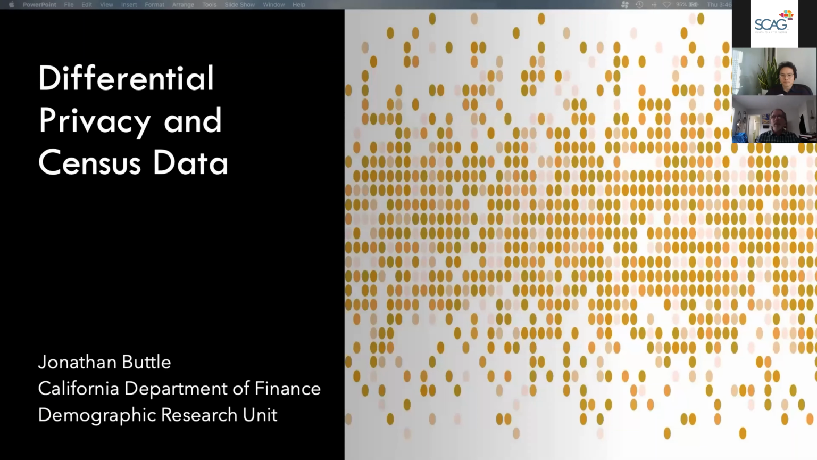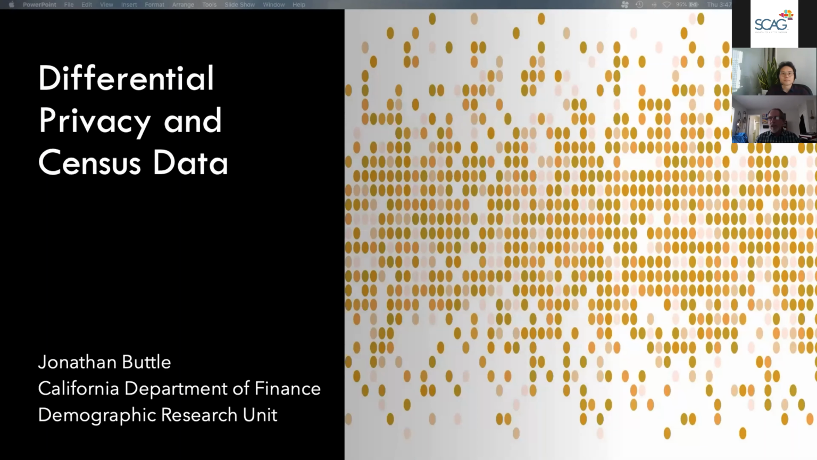Jonathan Buttle with the California Department of Finance, Demographic Research Unit, and the topic is differential privacy and census data. I'm going to be doing a quick review of what differential privacy is, why the Census Bureau is looking to implement it for the 2020 census, the methodology behind it, how the Census Bureau has implemented it to date in the demonstration data sets.